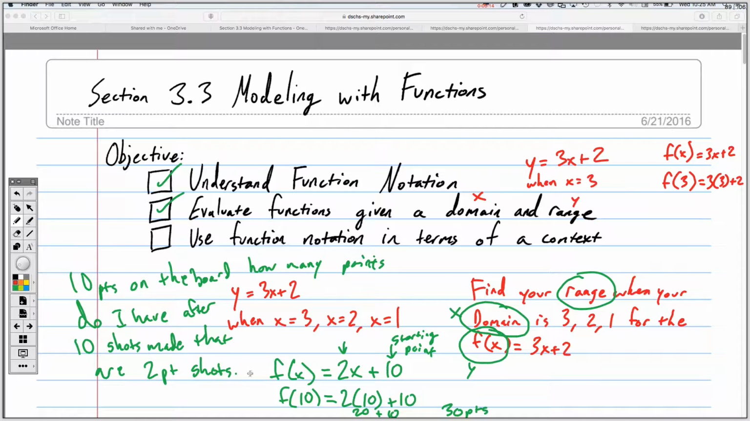What you need to be able to read, though, is if I gave you something like f of 12 equals 34. What do you think this means? Over here, when I had the 10, that was 10 shots made, right? How many shots are made in this problem? 12. So I need to be able to read that after 12 shots, I have a total of 34 points. So that's what they mean on this last one: use function notation in terms of a context. You need to be able to read it compared to the application, whatever the scenario is.